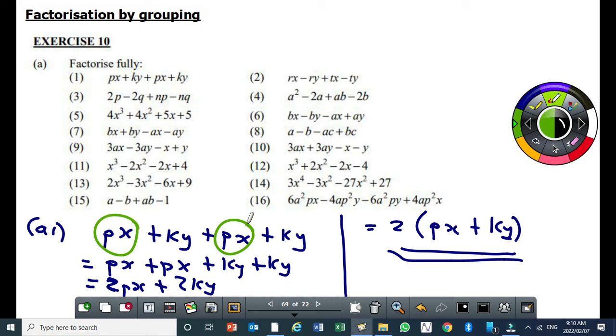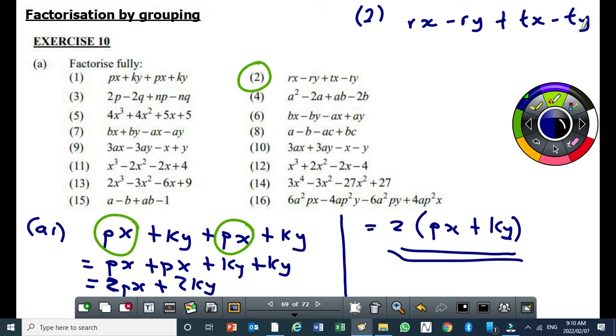Which one? Okay. Number 2. So let's do number 2 here. So you have got rx minus ry plus tx minus ty. It's almost the same as the first one. Okay? But the thing is that you don't have like terms that can be added. Okay? So if you look at the first two terms, there is a common factor. Okay? And that common factor is r. Right? So that would be r. If I take out a common factor for the first two terms, I'll get r times (x minus y).